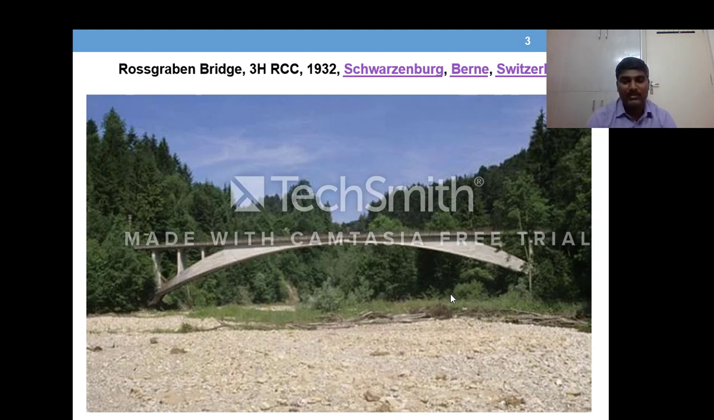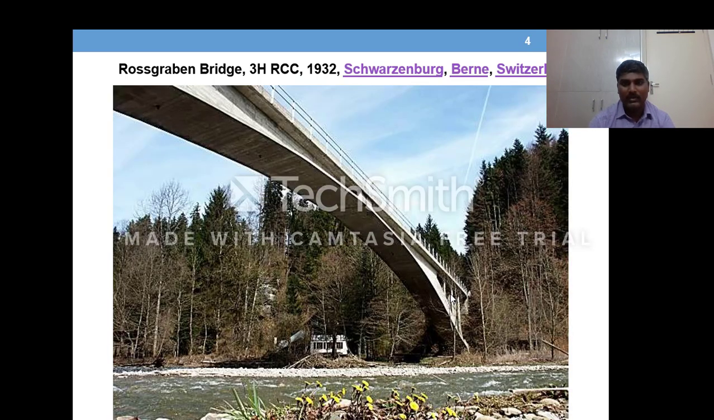So I present to you some pictures of arches, particularly three hinged arches made of concrete. The one which you will see now is the Rosgraven Bridge in Switzerland, which is a three hinged arch built in RCC. You can see there is a hinge in the middle and two hinges at the ends. So this is a three hinged RCC bridge. The other view of the same bridge, where you clearly see the central hinge.